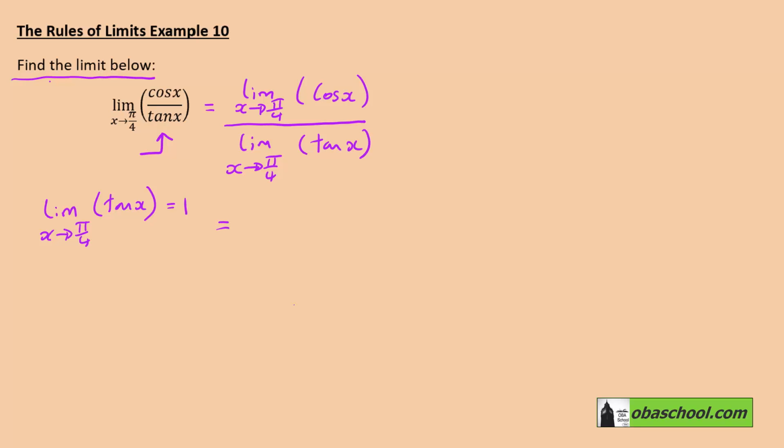And that's going to be the cosine of pi by 4, which is root 2 upon 2, divided by the limit as x tends to pi by 4 of tan x, which is 1. And so root 2 divided by 2 divided by 1 is root 2 divided by 2.